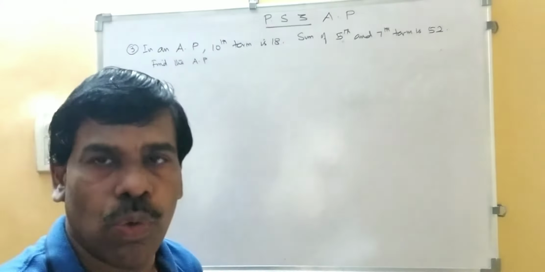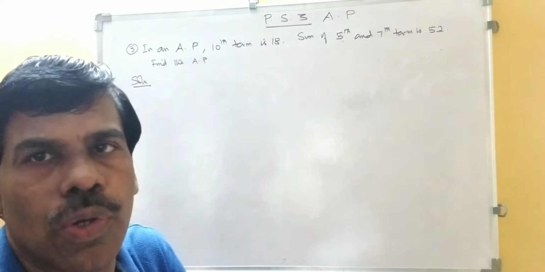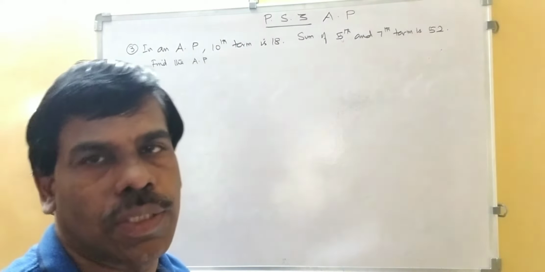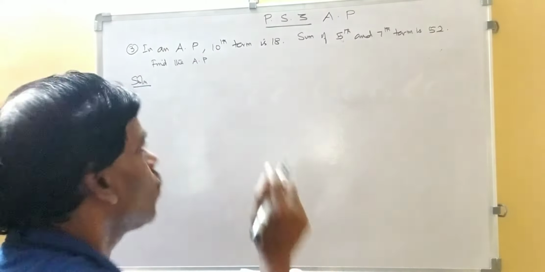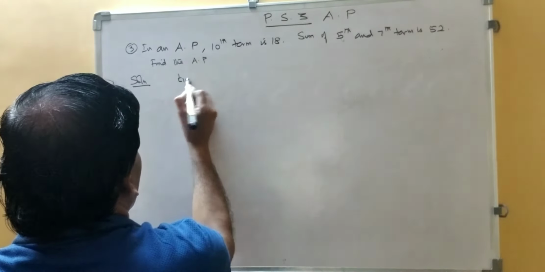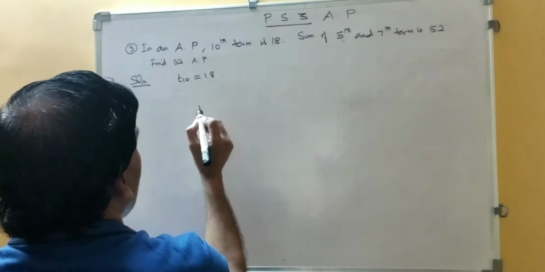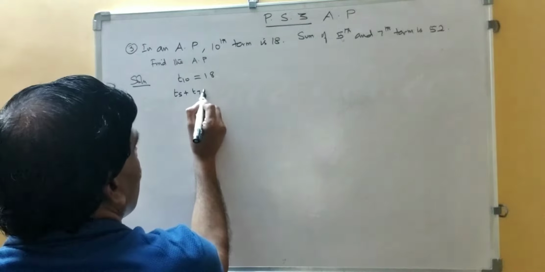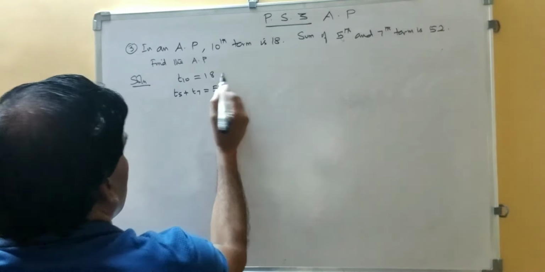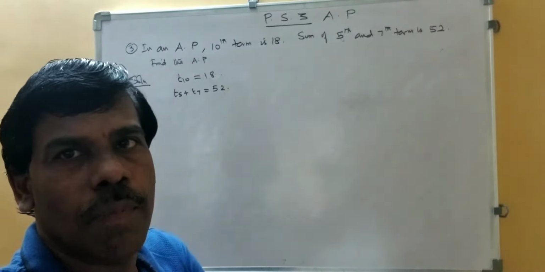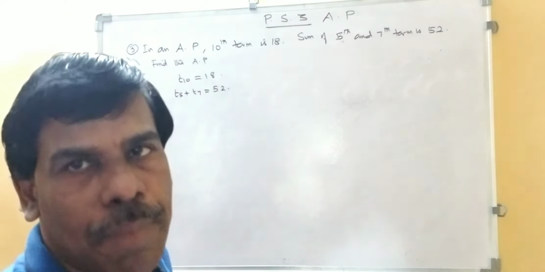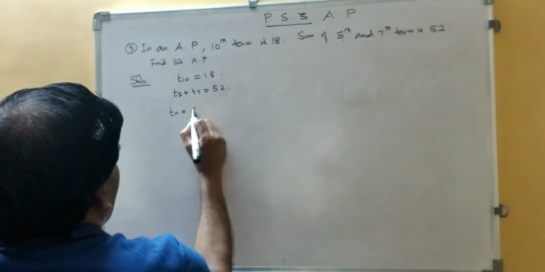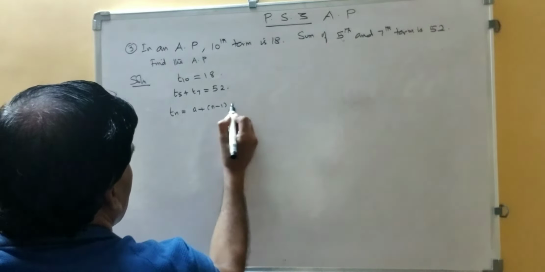Now, as I told you, very simple. First of all, what you have to do, you have to find out and write what are the given things in the problem. So, T10 is given to you, 18, okay, and then T5 plus T7 equal to 52. These two are given to you. From this, you are going to find out the AP, right? Now, what is the Tn formula? A plus n minus 1 into D.